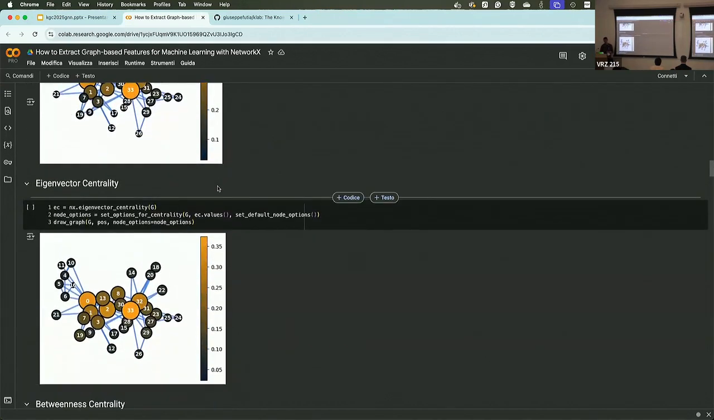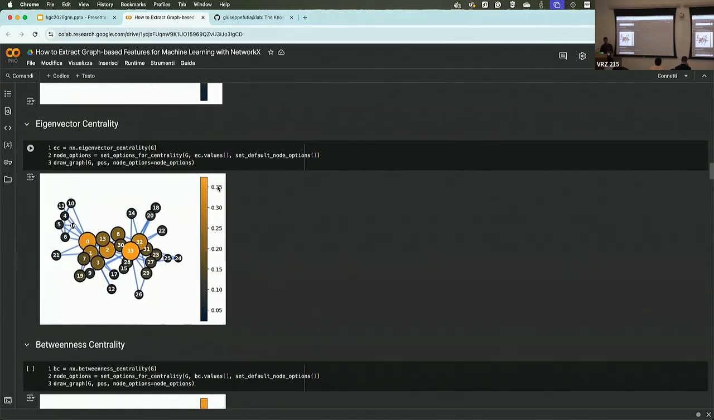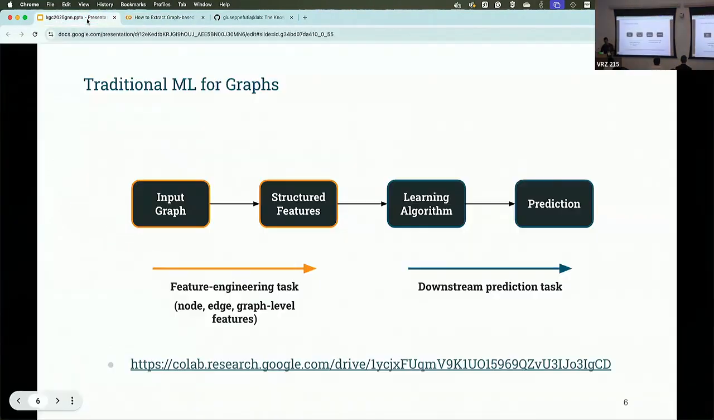Sometimes there are more advanced algorithms like eigenvector centrality, which is the basis of the well-known PageRank algorithm, in which the centrality measure is not related only to the number of connections of the node, but also to the importance of the nodes I'm connected with. So this dimension is considered in algorithms like eigenvector centrality. You can explore this notebook if you are interested in it.